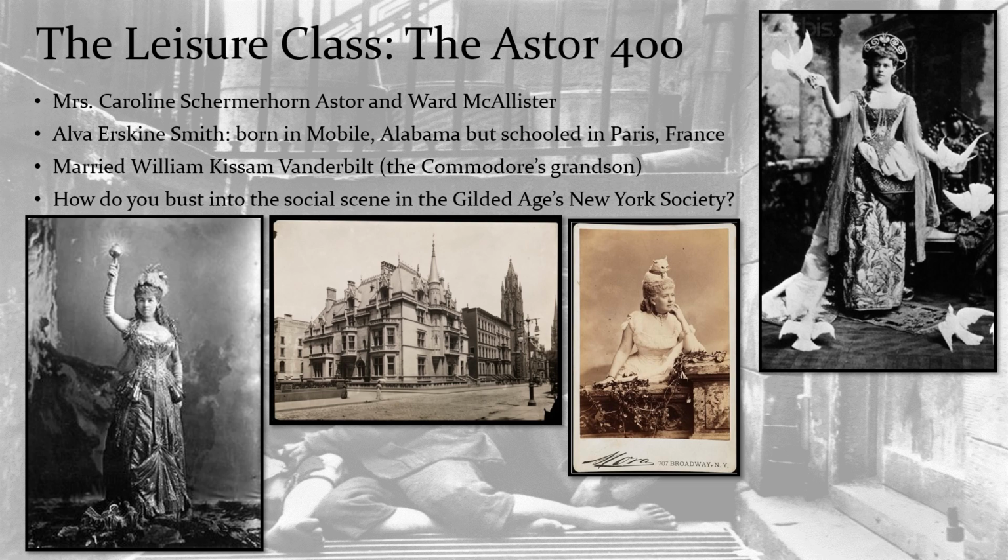So you have this woman named Alva Smith, who's born and raised in Mobile, Alabama, but schooled in Paris. Her family is very wealthy. She marries Commodore Vanderbilt's grandson, William Kissam Vanderbilt. And so she wants to arrive in New York society. She wants to be part of New York society. So how do you do this?